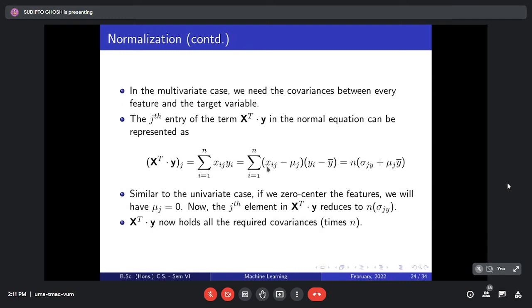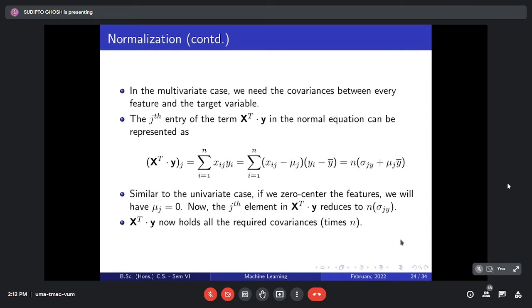We can rewrite it as x_ij minus mu_j. Mu_j means the mean of the jth feature, for the ith particular training example. I subtract the mean value from here, and I also subtract the mean value of y, so I am transforming, doing zero mean, and then I come up with this. If you divide this by n, divide and multiply, so this term right here is the covariance, plus we'll have another term, that is the mean of the jth feature times the mean of the y values. So this is n times this, right?